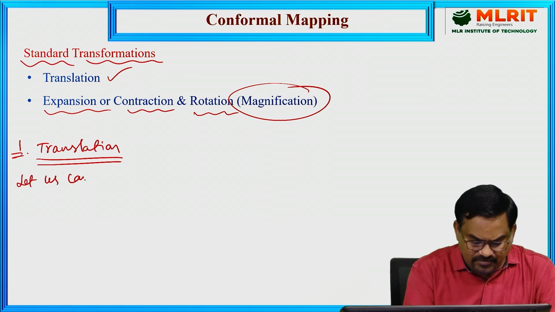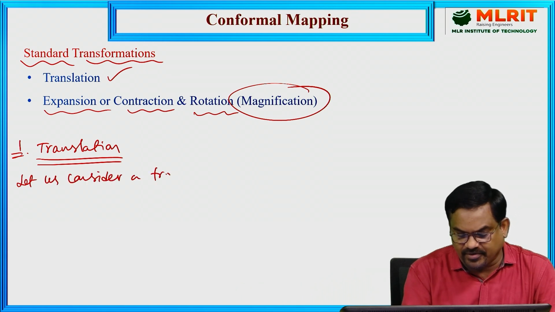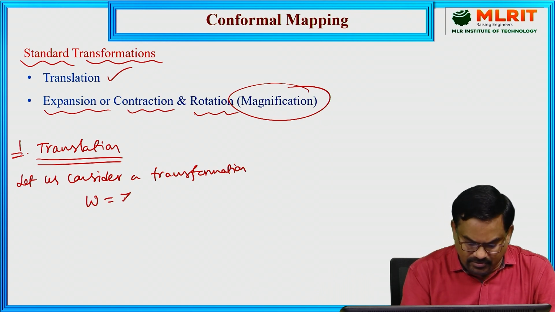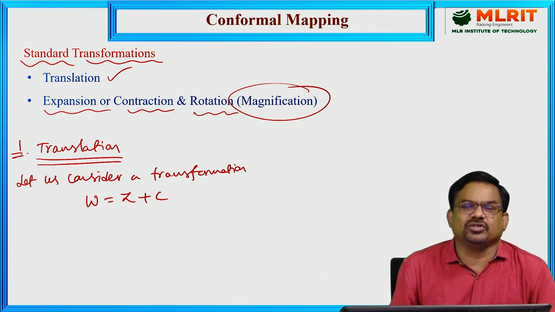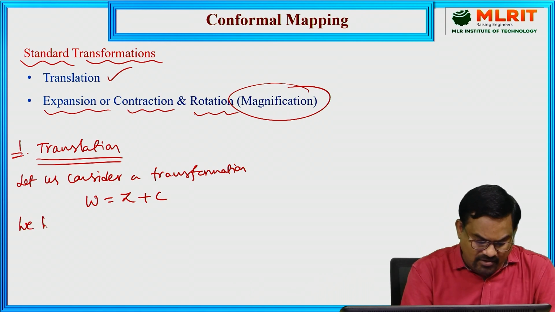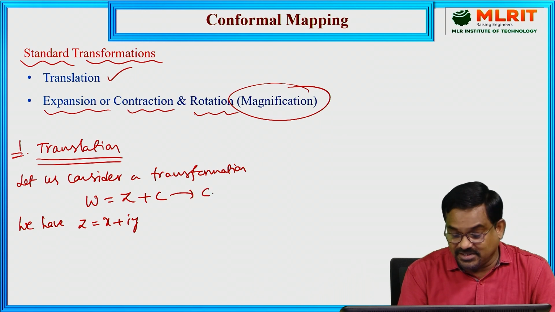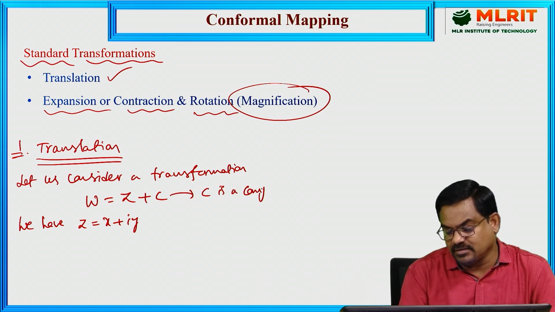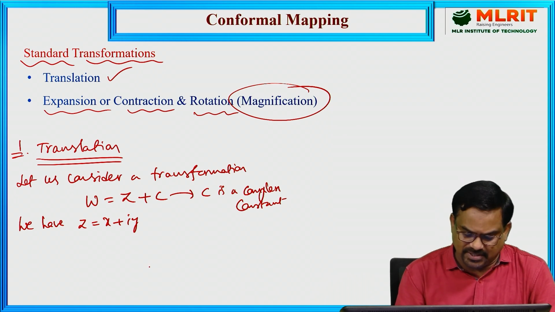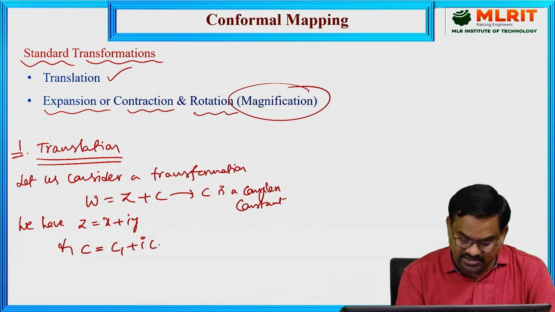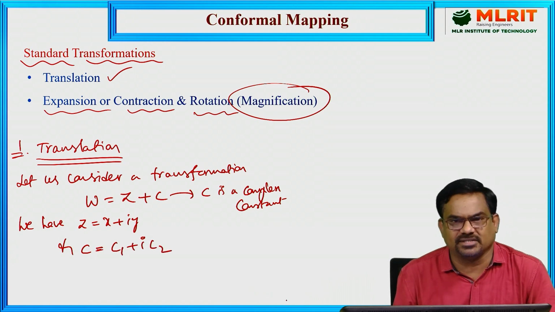Let us consider a transformation of the form W equal to Z plus C. Let us consider this transformation. Now we have, what is Z? Z equals X plus iY. And here this C is a complex constant. So Z equal to X plus iY, and you can take C as C1 plus iC2 because it's a complex constant.